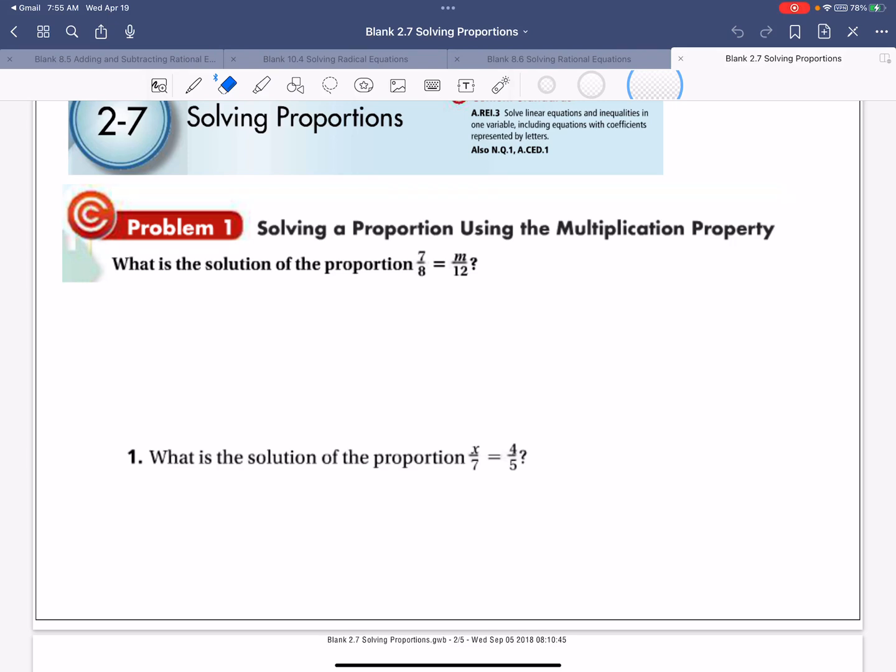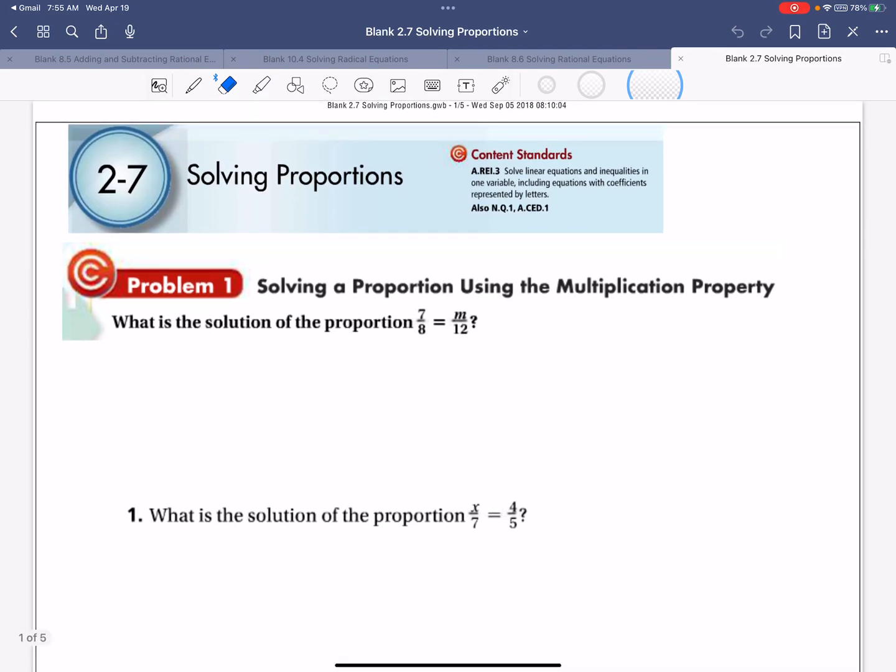Okay, today students, we're doing 2.7 solving proportions. So when you look at this first problem, we're going to solve this proportion by cross multiplying. So we're going to multiply 8 times n and then 7 times 12. So 8 times n is just 8n. 7 times 12 is 84. And then our last step here is to divide both sides by 8.